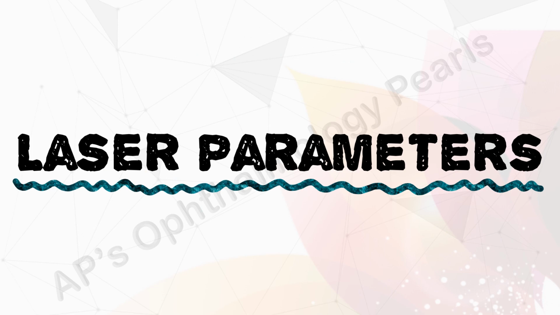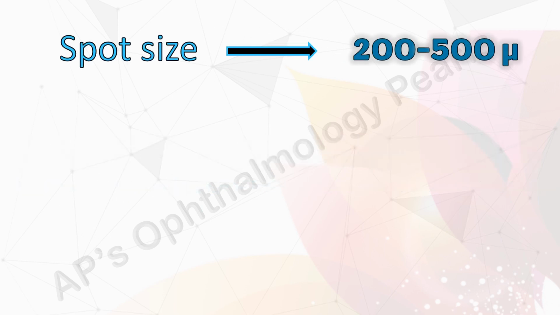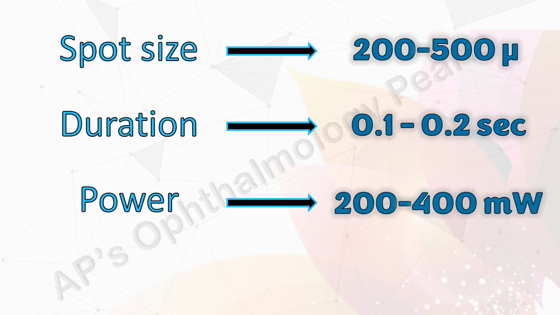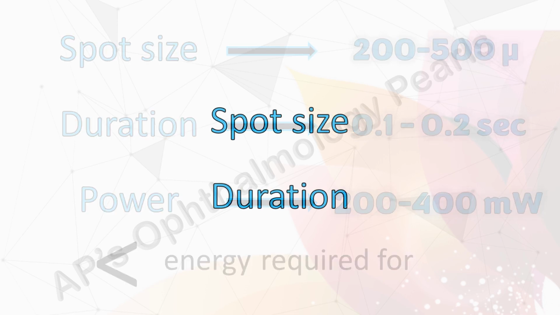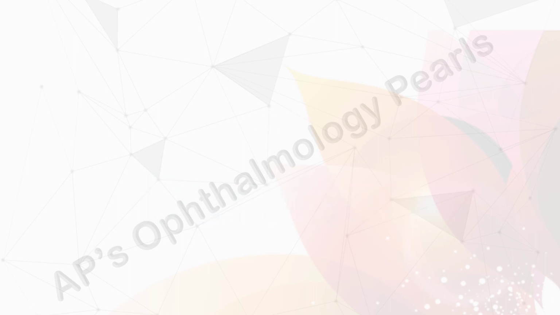Coming to laser parameters, spot sizes of 200 to 500 microns are considered the standard for laser retinopexy in the peripheral retina. These are applied for 0.1 to 0.2 seconds at a power that ensures grey to moderately white burns, usually in the range of 200 to 400 milliwatts. It is to be remembered here that less energy is required for smaller spot sizes and longer durations of application.